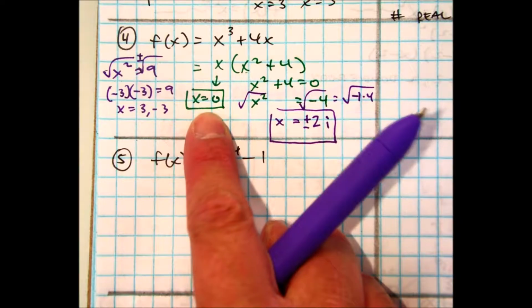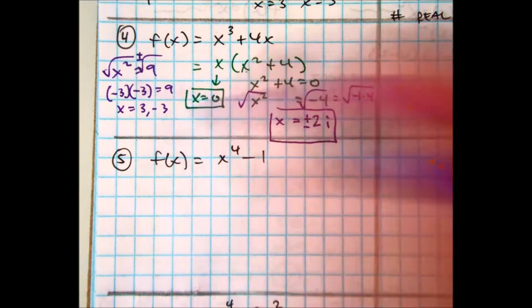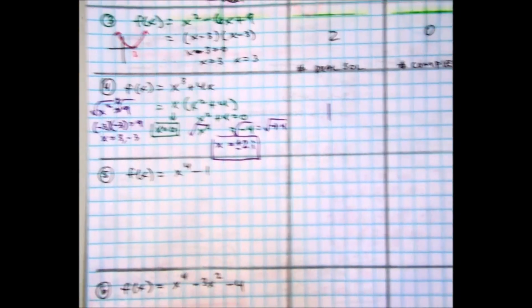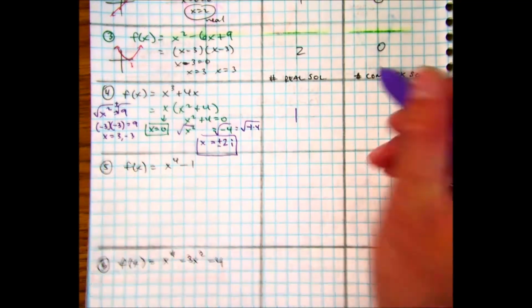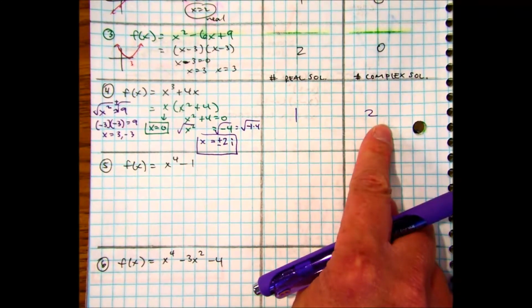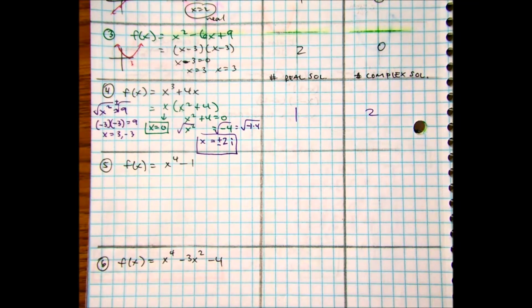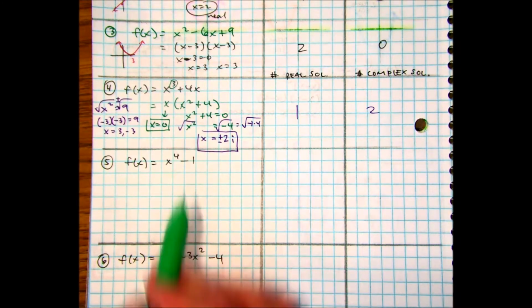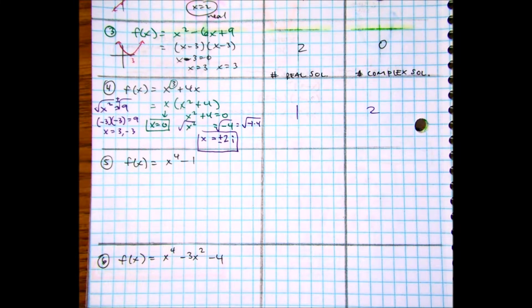Real or non-real? Real. So I have one real. And these are 2 complex. Class, what's 1 plus 2? 3. 3 is the highest degree. Okay. Let's go ahead and try a problem like this.